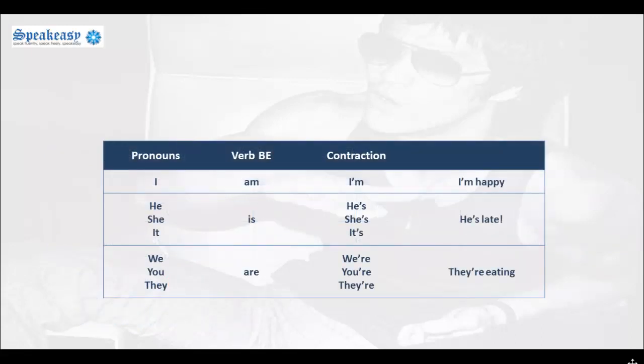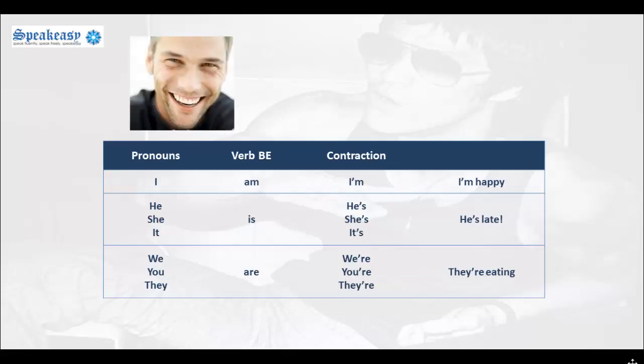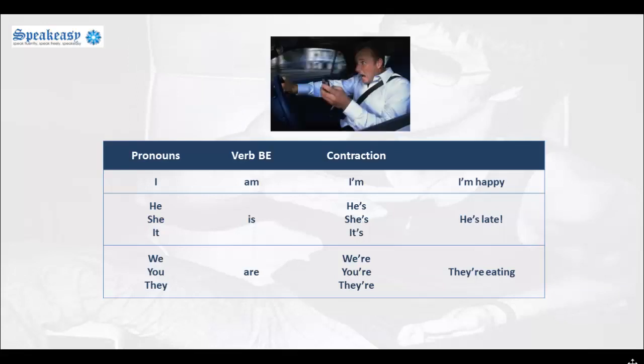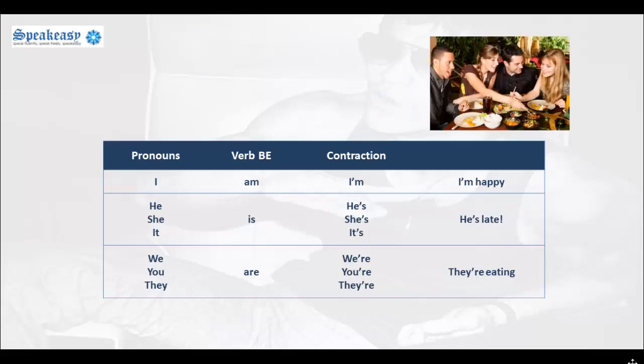So these are contractions using the verb be. I am becomes I'm. I'm happy. He is becomes he's. He's late. They are becomes they're. They are eating.